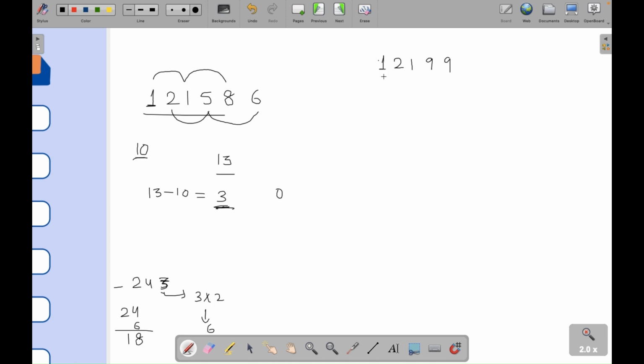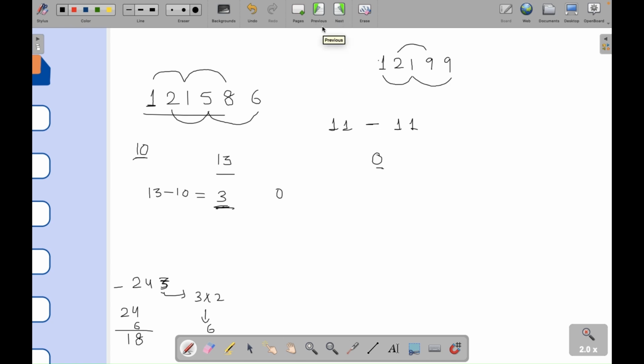For the first set we have 1 plus 1 plus 9. So 1 plus 1 is 2, 2 plus 9 is 11. And the other set is 2 plus 9, which is 11. If you subtract these two, we get 11 minus 11, which is 0. Since it is 0, this number must be divisible by 11.